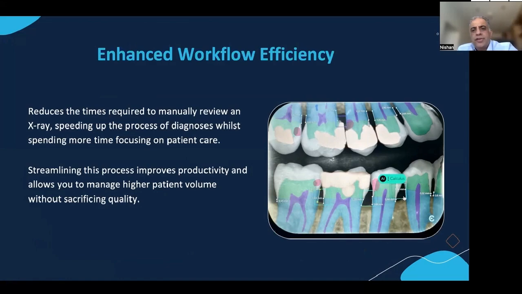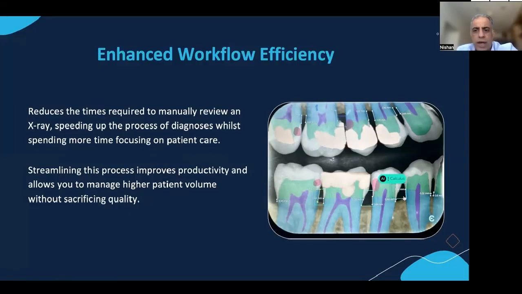Enhanced workflow efficiency. So for us at our practice, we found that the whole patient journey has changed with Pearl. We find that by having Pearl in the practice, it speeds up my diagnosis process. So I have more time focusing on the patient care, rather than spending time looking at X-rays.